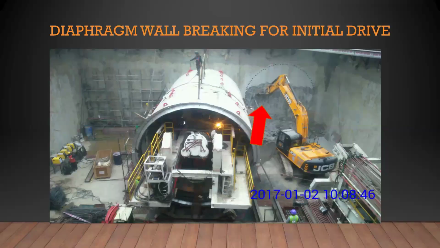This picture is showing the diaphragm wall breaking for initial drive. Initially, in the diaphragm wall, we need to do the survey marking, then core cutting. After that, breaking will be there. Here in the D wall, we are not going to use conventional reinforcement bars. Instead, we are using GFRP, glass fiber reinforced polymer bars, because it can be broken.